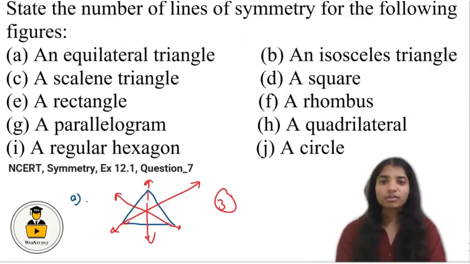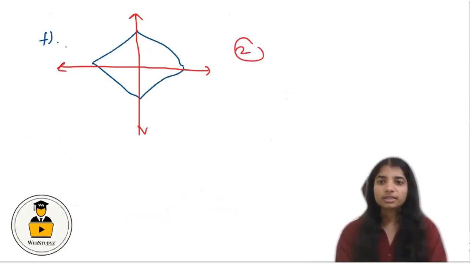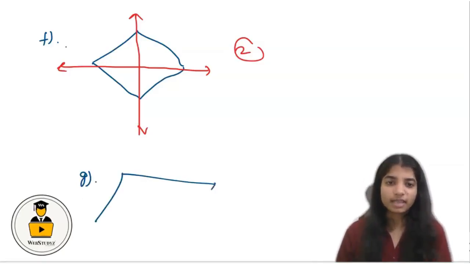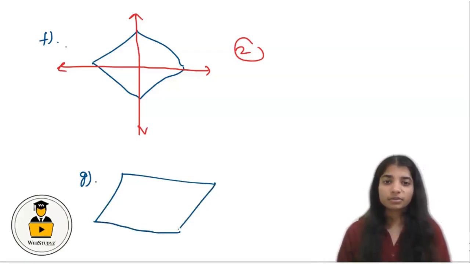Now we are considering the next part, which is G. G is a parallelogram. A parallelogram is a figure whose opposite sides are parallel. It is not compulsory that opposite sides are equal. If you look here, opposite sides are parallel but they are not equal. So we can say that a parallelogram has no axis of symmetry.